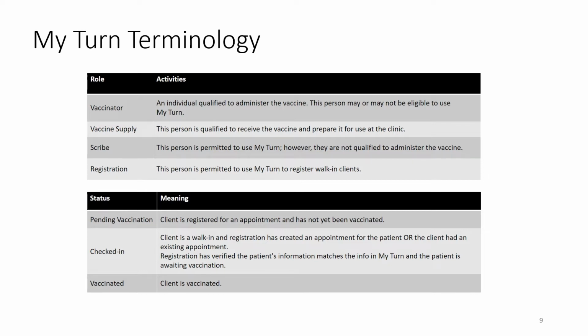Now, let's look at the table at the bottom. This table provides us with definitions of statuses in MyTurn. Pending vaccination means that the client has not been checked in yet. Checked in means that the patient has already had their information verified by registration and is now waiting to get vaccinated. Lastly, vaccinated status means that the vaccination has been completed and recorded in MyTurn.